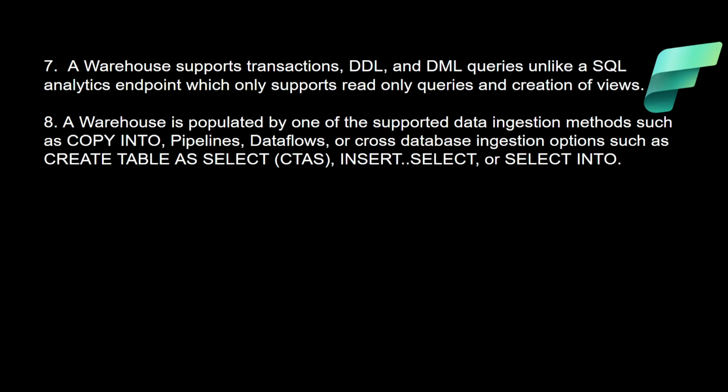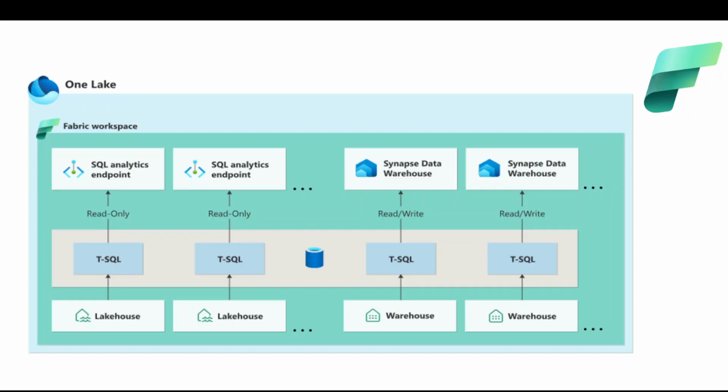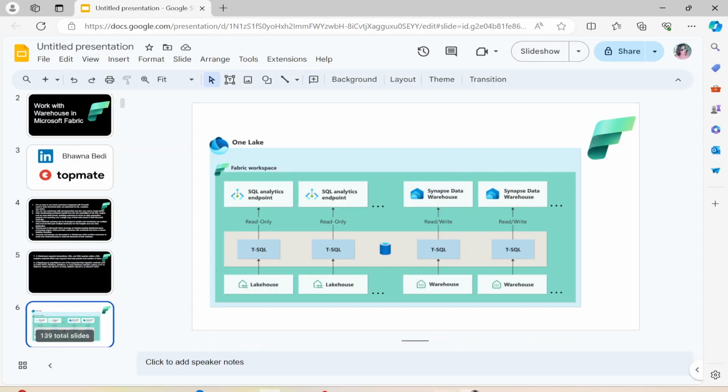We will see how it works. And also, when you talk about a warehouse, right? So the warehouse can be populated, the data can be loaded into a warehouse table using the COPY INTO command, using pipelines, dataflows, your cross-database ingestion options, for example, SELECT statements, CREATE TABLE AS SELECT. So we are going to see all of this. Now, just to give a little more understanding, within the Fabric workspace, you have SQL Analytics endpoints and you have Synapse data warehouse, right?